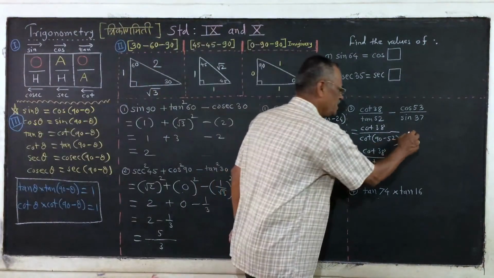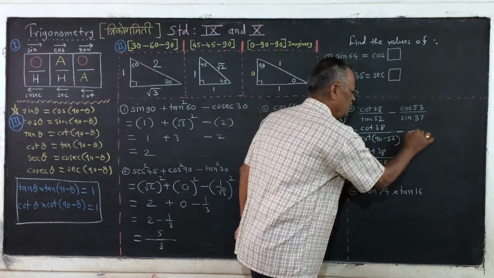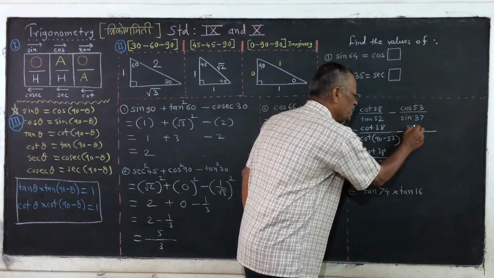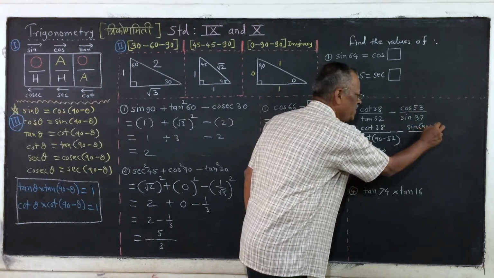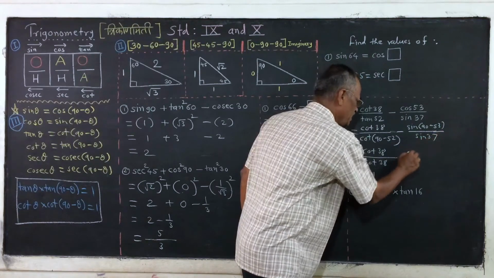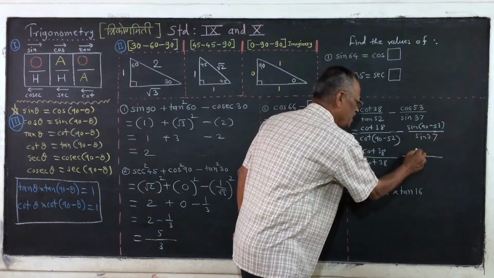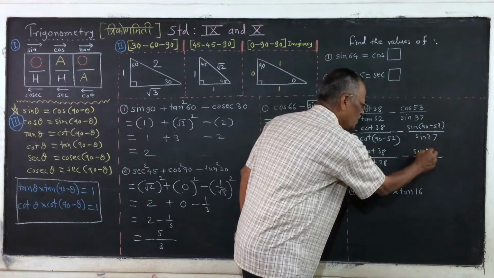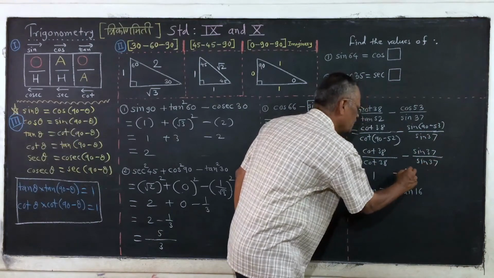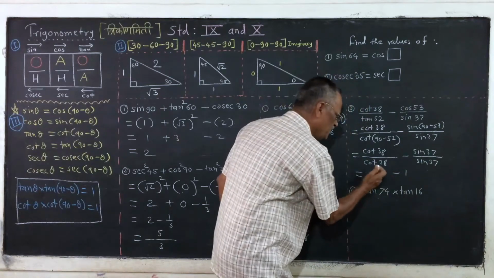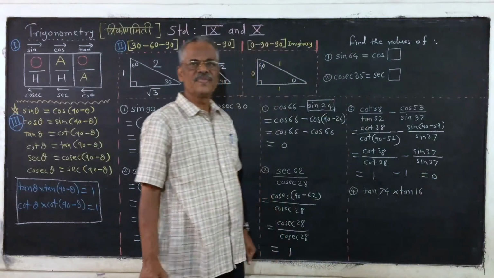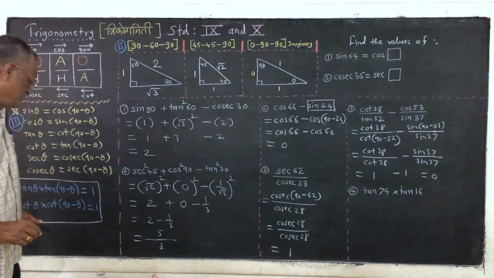Similarly, you can convert cos into sine, sine of 90 minus 53 divided by sine of 37. See that sine of 37 divided by sine of 37. So you can see the final answer, 1 minus 1, it is 0. Final answer. This is very interesting group for you.